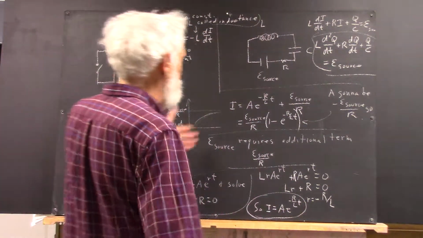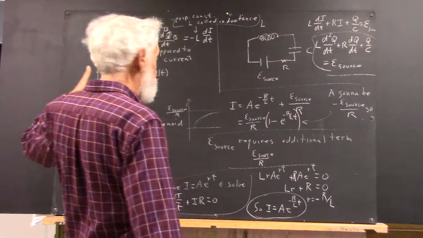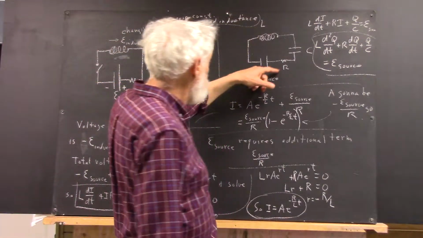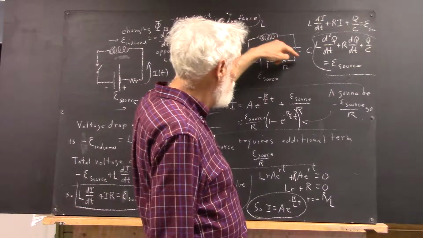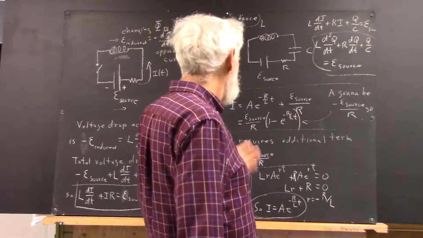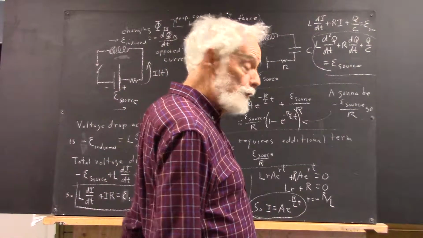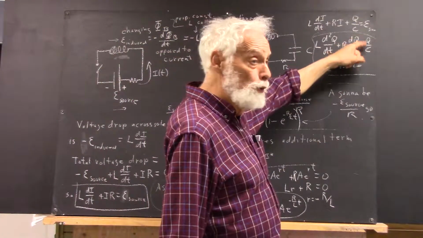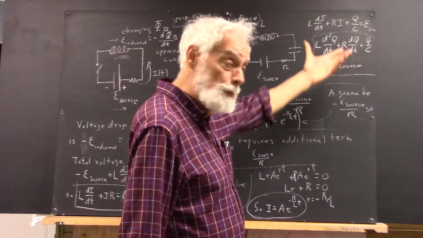If we add a capacitor to the circuit that we see here, so that we have a resistance, an inductance element, and a capacitance, then our equation for the voltage drops is the same as before, except we also have voltage drop Q over C across the capacitor.